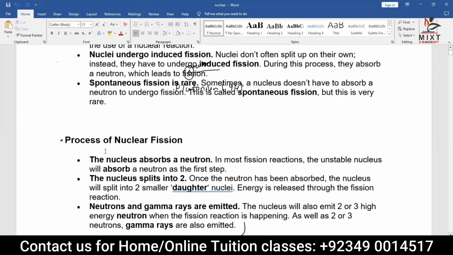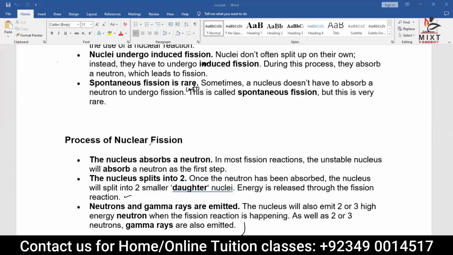First of all, remember the unstable nucleus. Now we will simply bombard the neutron onto an unstable nucleus of the radioactive isotopes of uranium or plutonium, whatever you're using. As soon as it absorbs the neutron, in the first step, it is broken down into two daughter nuclei. One will be krypton and the other will be barium. Along with that, lots of energy is released. Now, what is that energy? Gamma rays are emitted. Plus, you will have three extra neutrons which are emitted out.